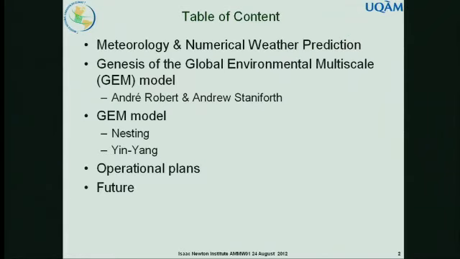So a very simple flow. First, numerical weather prediction. I will skip it very quickly because I think by this time you probably know everything. Then I'll talk about the genesis of the current operational model at Environment Canada, which is the Global Environmental Multiscale Model, and how it evolved from the ideas of André Robert and Andrew Staniforth. And then the GEM model itself, and two of its recent evolutions. So operational model change, and then some of the operational plans, and then some thoughts for the future.